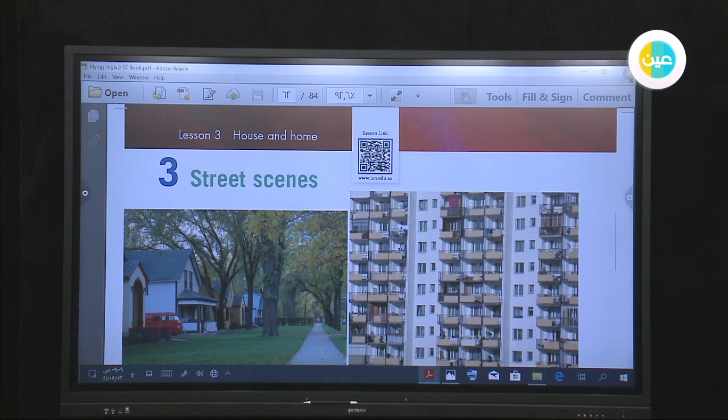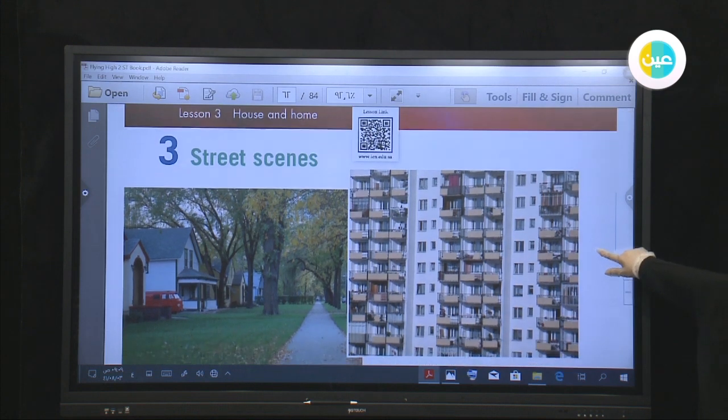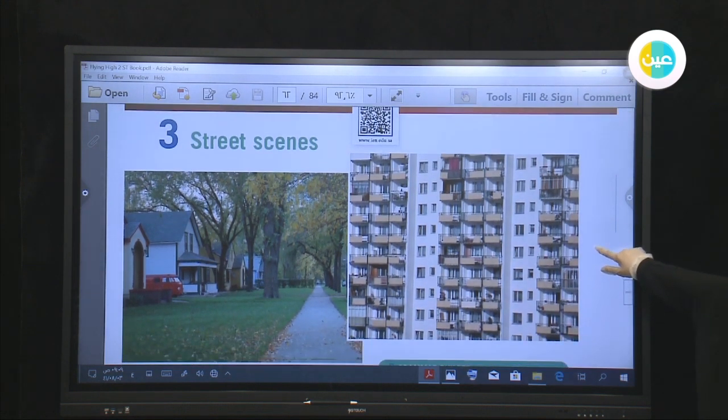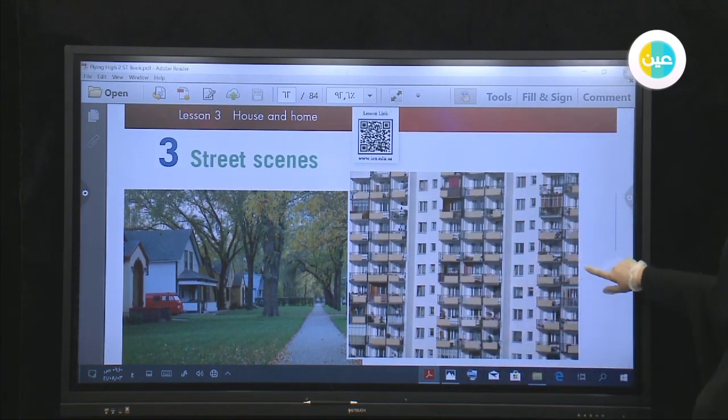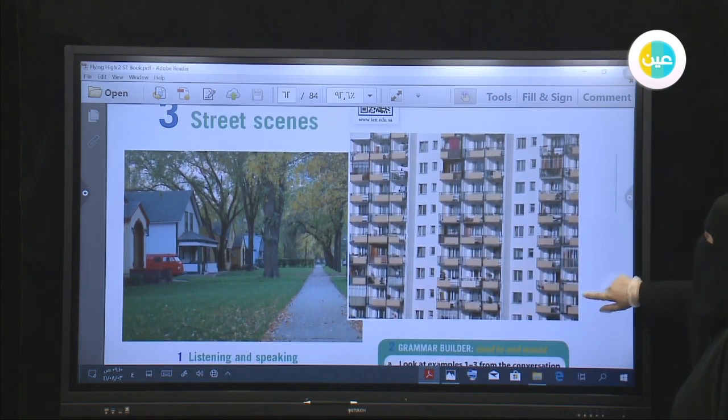Now, go to page 62, lesson 3. Street scenes. This is the barcode if you want to enter it. Do you know what's the meaning of street scenes? Street scenes means the views we can see in the street, anything we can see in the street. Buildings, neighbors, markets, houses, and so on. Everything in the street. Here you have two photographs, two pictures.